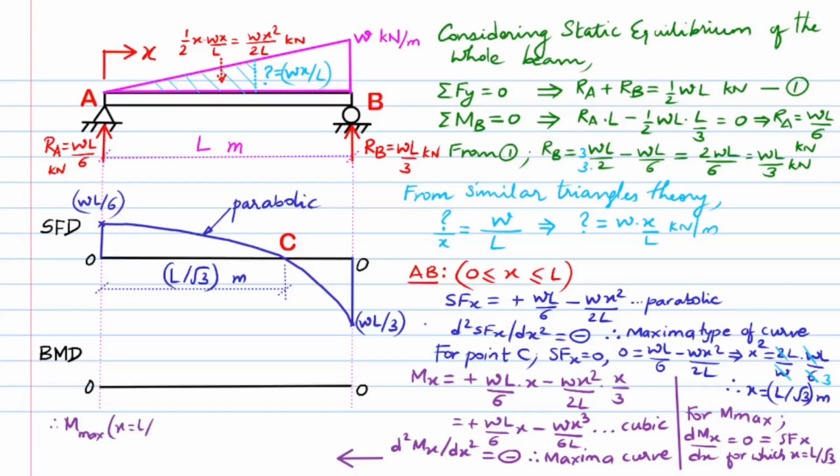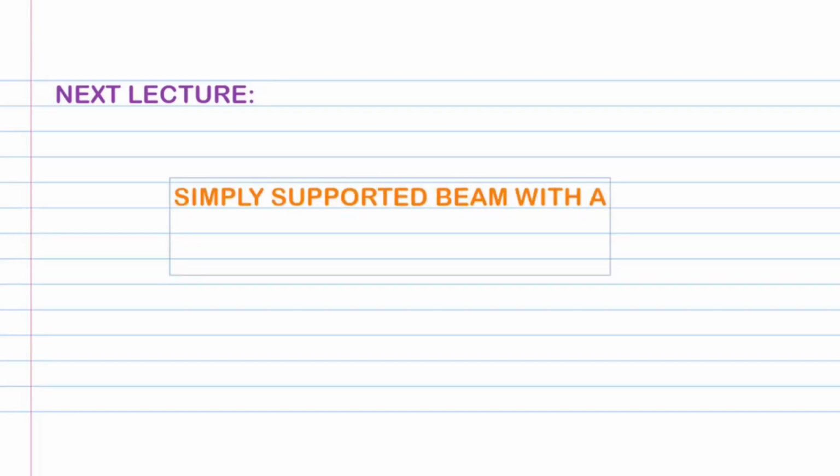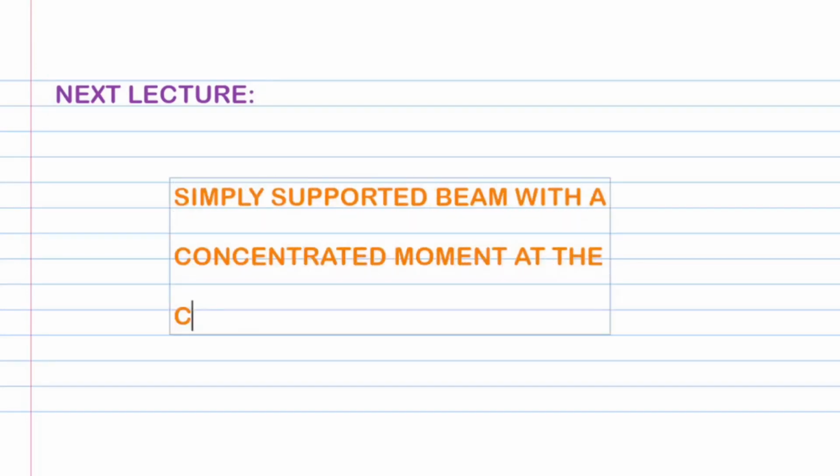Hence, putting x as L over square root of 3 meters in the bending moment equation, we get on simplification the maximum value of bending moment as W times L squared over 9 root 3 kilonewton meters. We hence plot the resulting maximum value and the curve in the bending moment diagram and label it as cubic. In the next lecture, we shall examine the shear force and bending moment values for a simply supported beam with a concentrated moment applied at the center.